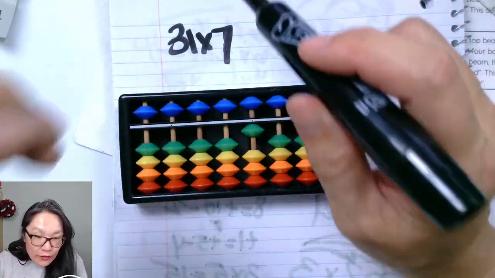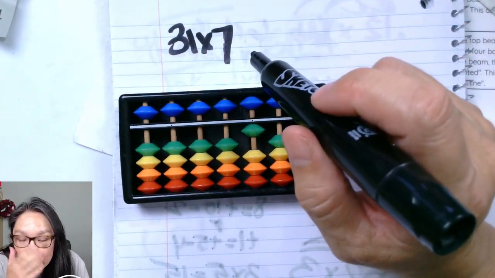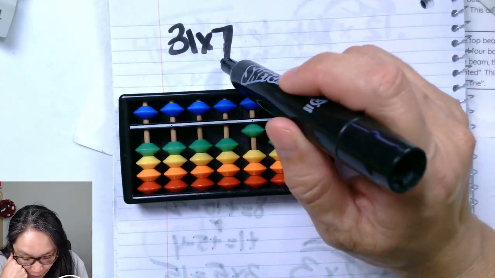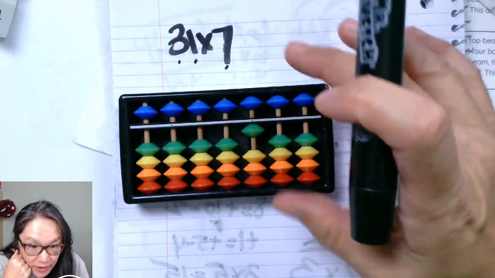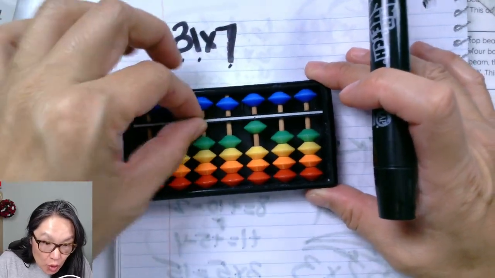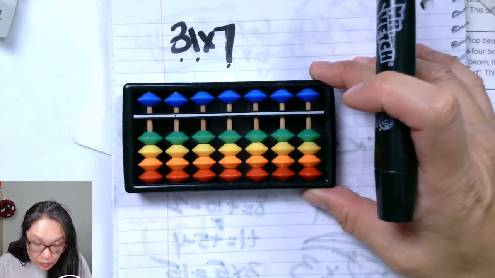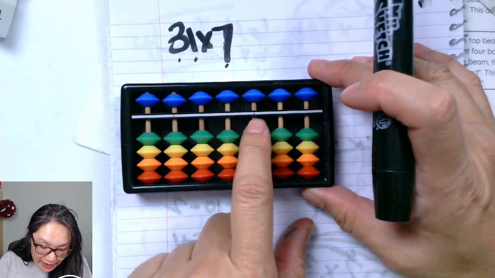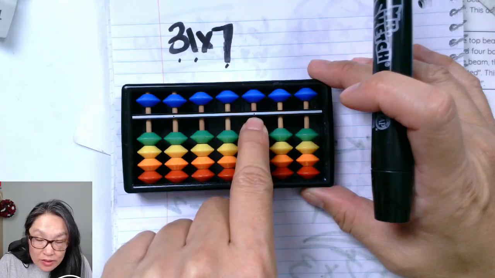All right. The first thing we're going to do is we're going to count our digits. We have 1, 2, 3. The reason why we count our digit is so we know where to put our answer. So when I'm going to count, I'm going to use this as my ones place, right?